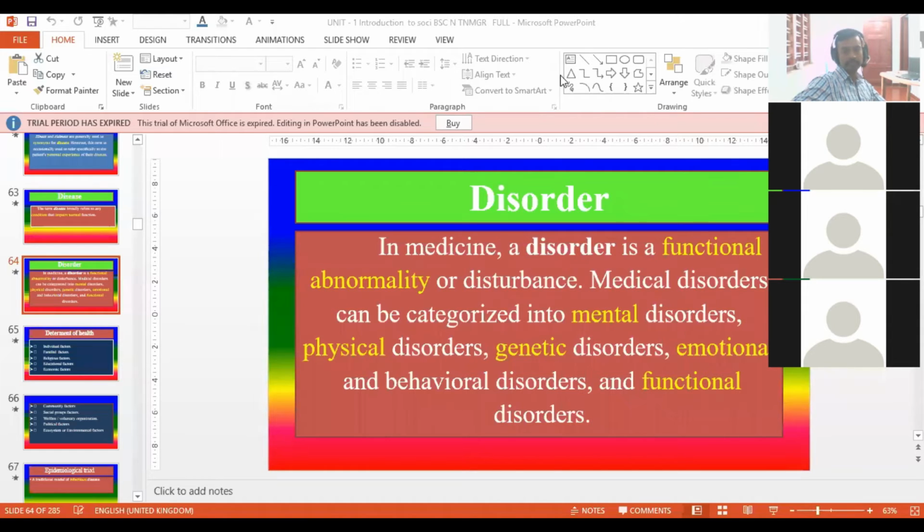Shally, Silpa is absent today. Yes, can you define disorders? What do you mean by disorders? Disorder means functional abnormality or disturbance. Can you list the types of disorders? The types are mental disorders, physical disorders, genetic disorders, emotional disorders. Excellent answer. Thank you.